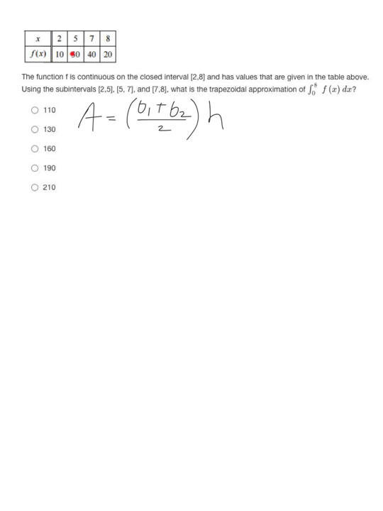So we know these are my b1 and b2 for my first trapezoid. So let's write that out. It's going to be 10 plus 30 over 2. And then the height of this trapezoid is going to be 3 because we're going from 2 to 5. Then the same thing for the next one. Let's add up all these trapezoids.